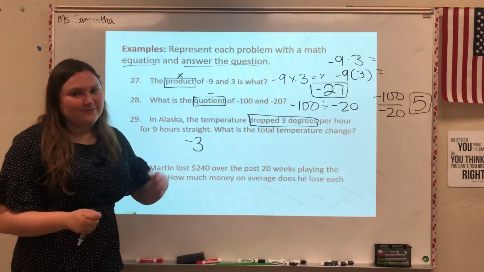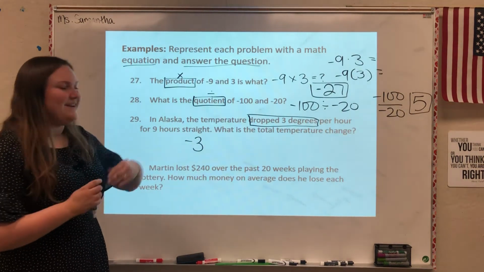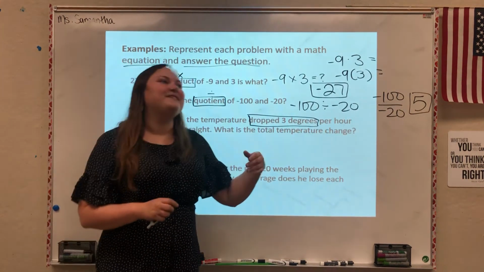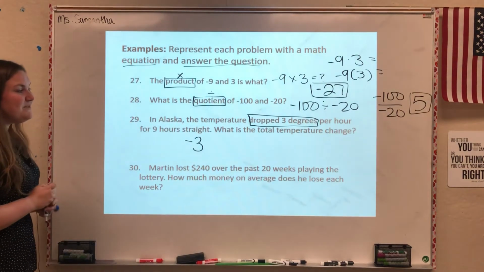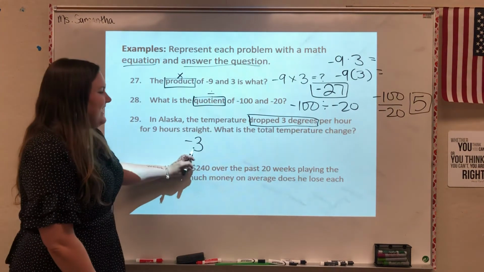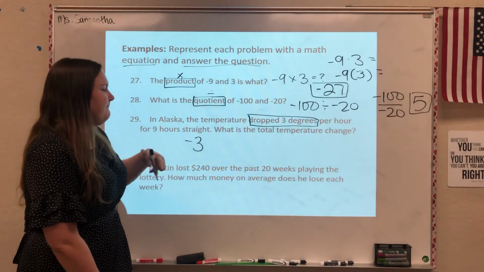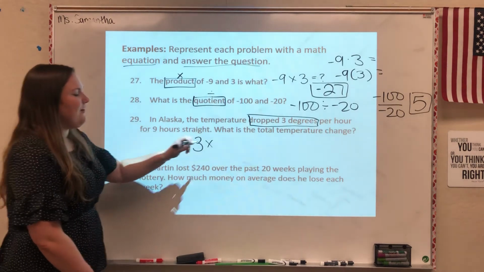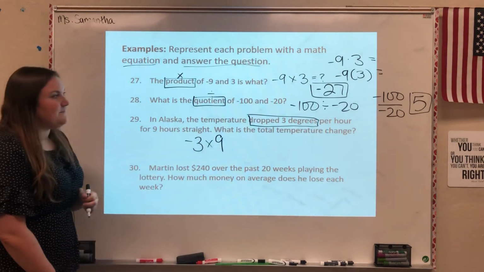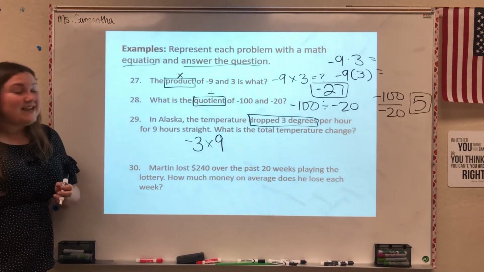So I could do what I started to do, right? I could write -3, -3, -3, -3 for all the different hours, or I could use multiplication. I could say it's dropping 3 degrees per hour times those 9 hours. So we could write something like this, -3 times 9.